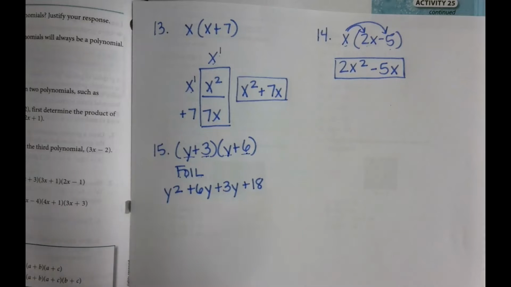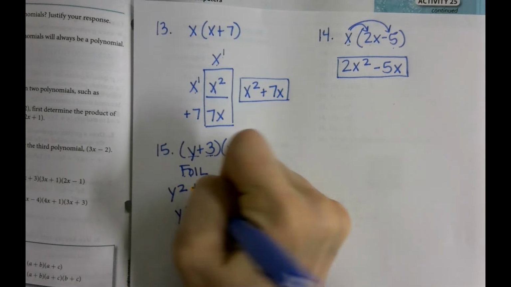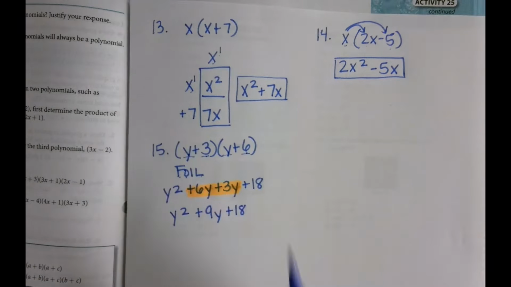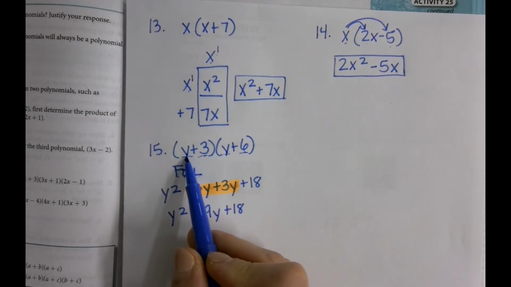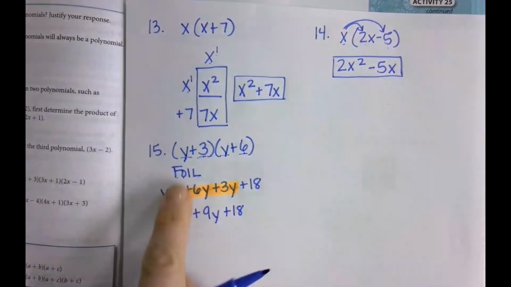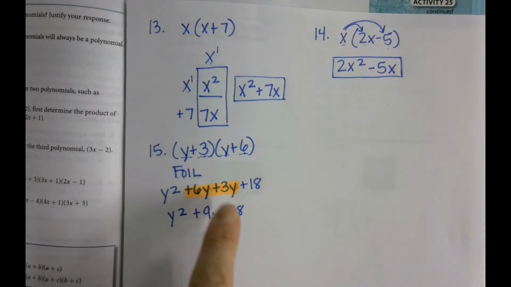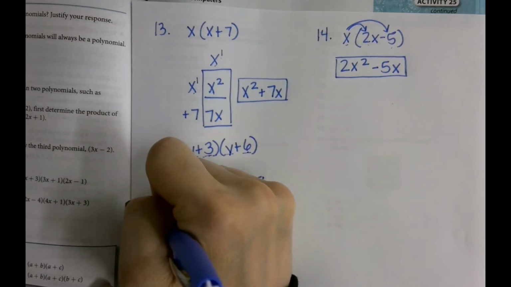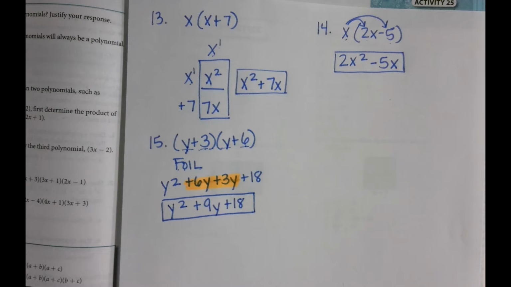Then we want to combine like terms. I notice that my two middle terms are both with y, 6y and 3y, 9y plus 18. And doing that method will keep it in standard form as long as your y values are first. Now, that won't be the case if it was 3 plus y times 6 plus y, so just always make sure you rearrange it to standard form as you will.